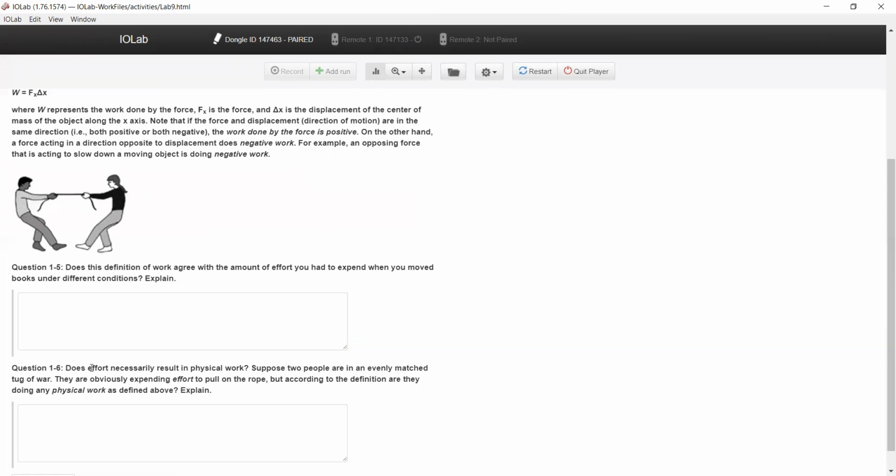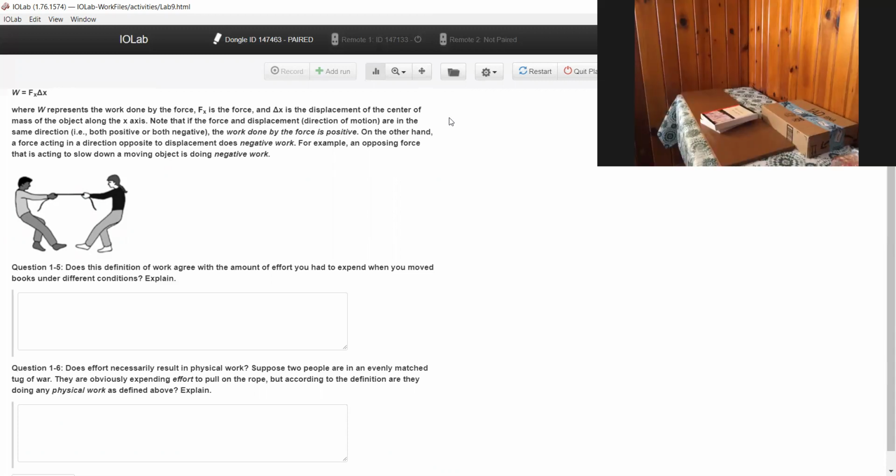Does effort necessarily result in a physical work? In order for there to be physical work, by this definition, there should be some displacement. If we make an effort, does that necessarily mean there is physical work? Like I'm making an effort to move this book. I'm just applying some small force. So there is a small effort, but the book is not moving, so there is no displacement.